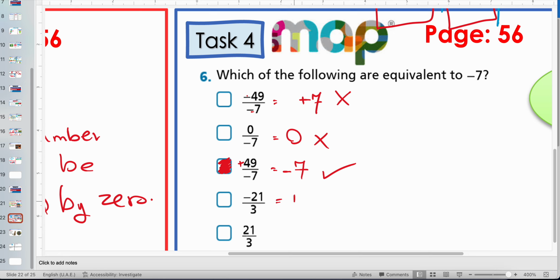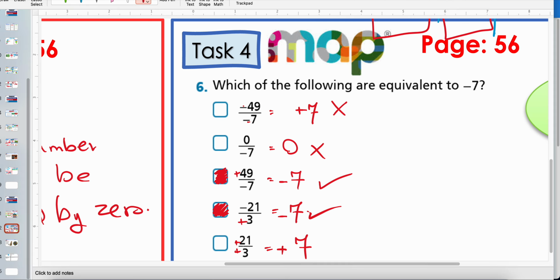21 divided by 3 is 7. Negative with positive is negative. That's correct. This is an answer. 21 divided by 3 is 7. Positive with positive is positive, so it's only these two options.